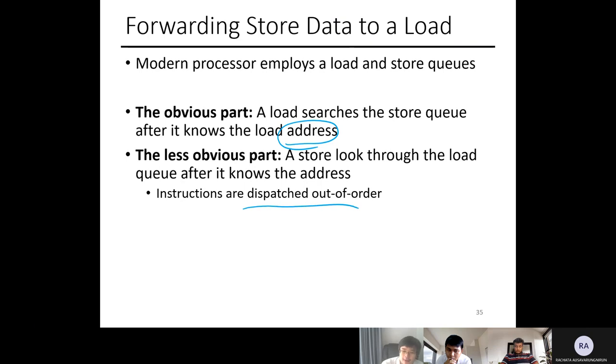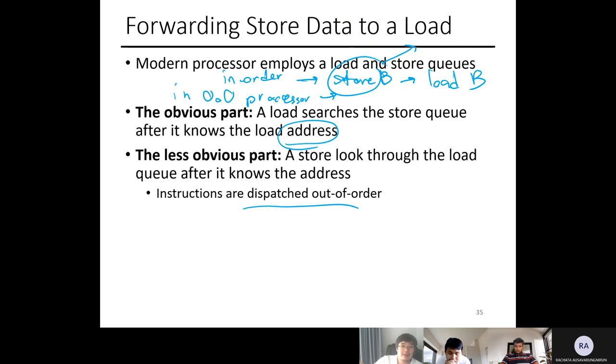So let's say this is the correct order of things. This is in order: store B, then load B. But in reality, in an out-of-order processor, let's say it's store B, this thing takes a while to figure out: what's B? What's my address? And load B, I know right away, I want to load address 20. So load B gets dispatched first. This is the dispatch order: load B, followed by store B.